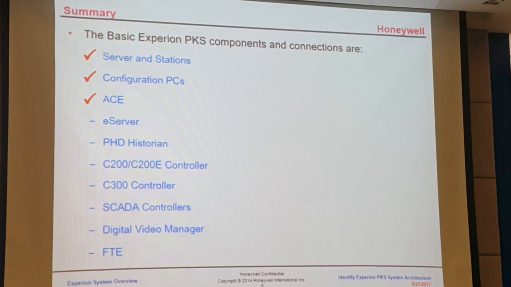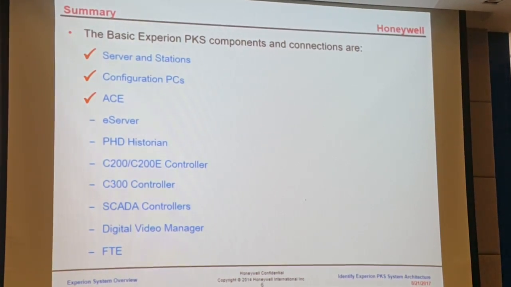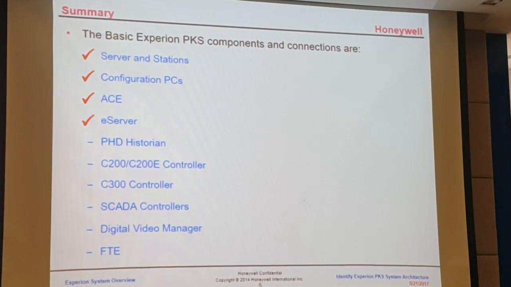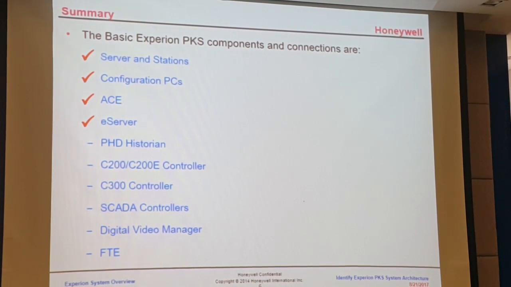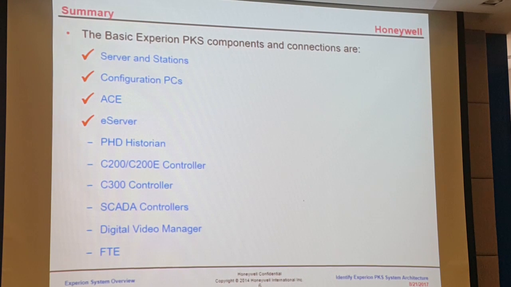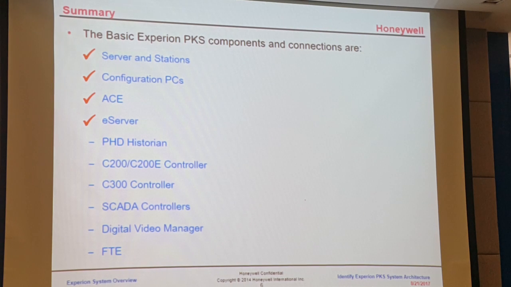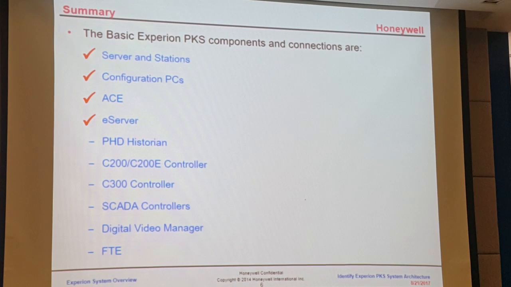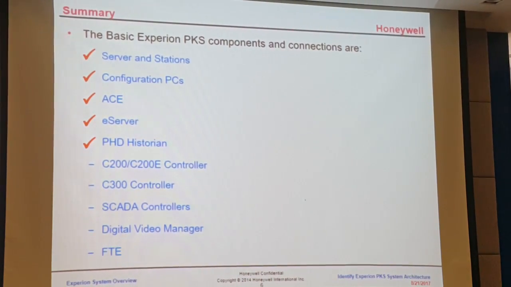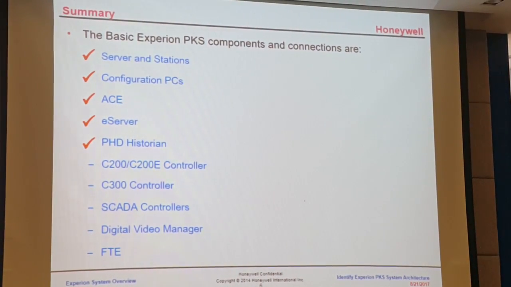We have the device called the ACE, the application control environment. This is used for advanced control. We have something called an eServer, which supplies the same screens that are used by stations to people that have a web browser. These will be read-only users. We have the PHD historian, which stores long-term process history data for the Experion system.